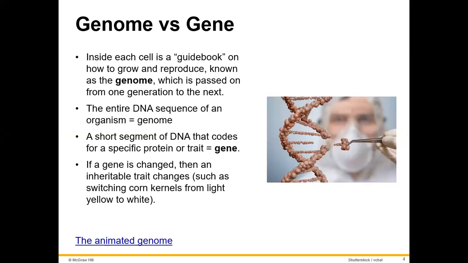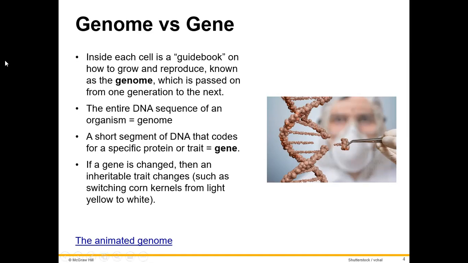And let's talk about some definitions. The first one is genome, and then within that is a gene. So the entire DNA sequence of an organism is called its genome. If you took every single piece of your DNA and you sequenced it, that means you got the order of the bases for all of you. That would be your genome.